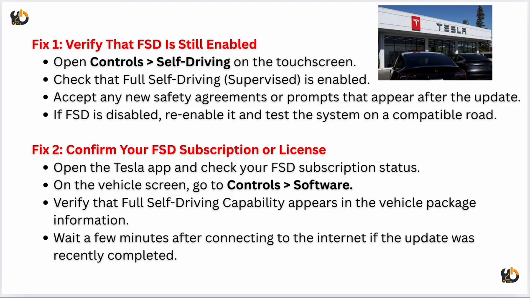Fix 2. Confirm your FSD subscription or license. Open the Tesla app and check the FSD subscription status. On the vehicle screen, go to Controls, then Software. Then verify that Full Self-Driving capability appears in the vehicle package information. Now wait a few minutes after connecting to the internet if the update was recently completed.